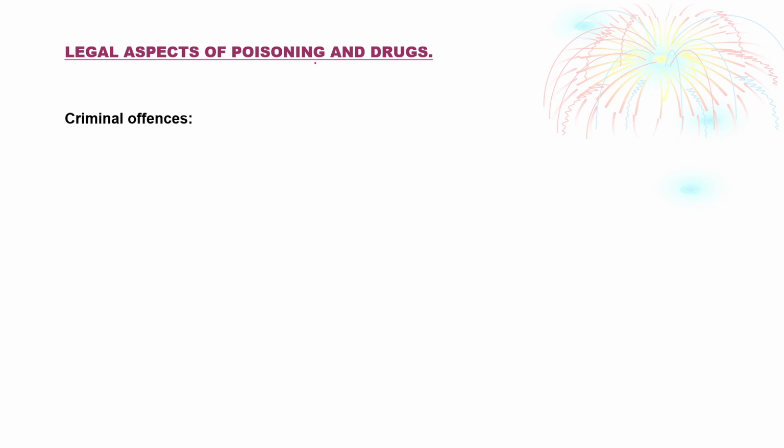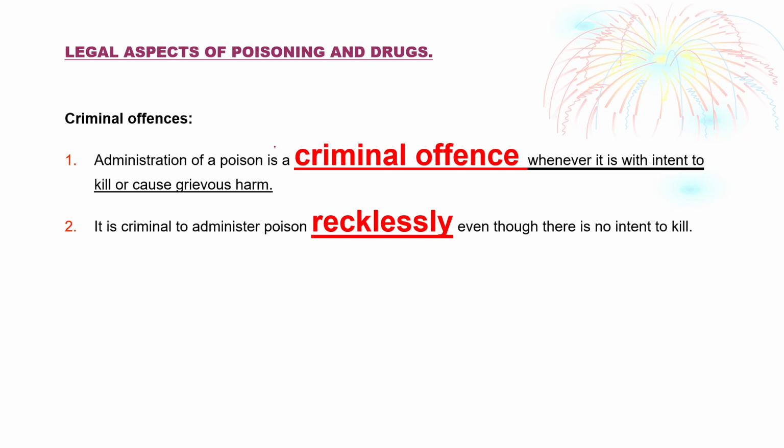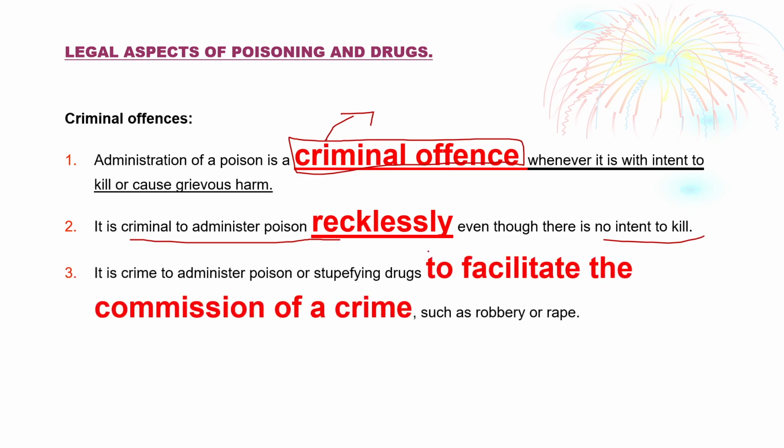Now we are discussing the legal aspect of the poison. What are the legal aspects of the poison? First, it's a criminal offense. No matter what the poison has been used for, it's a criminal offense. Second, if a person is not using it criminally and does not intend to kill someone, it is still recklessness to use such types of poisons in a higher concentration. Whenever we use any poison or any drug to facilitate the commission of a crime, this is absolutely wrong and an absolutely criminal offense in the medical legal aspect.